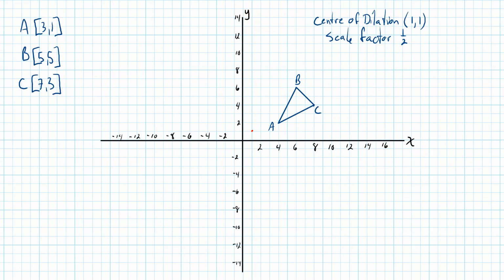But now instead of multiplying by 2, we're multiplying by 1/2, or dividing each of these by 2. So the vector that's going to get us to A prime is going to be 3 over 2, or 1.5, and 1/2.